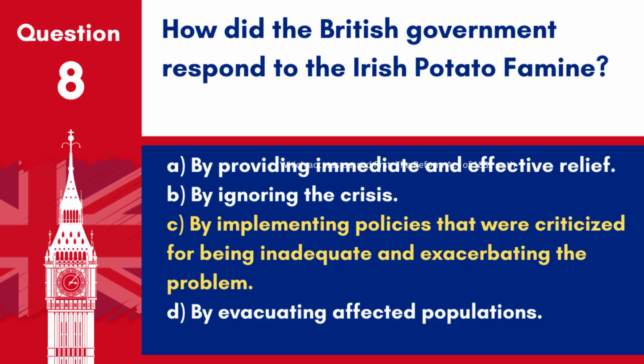Answer: C. By implementing policies that were criticised for being inadequate and exacerbating the problem. The British government's response to the Irish potato famine in the mid-19th century was widely criticised for being ineffective, and in some cases worsening the impact of the famine.